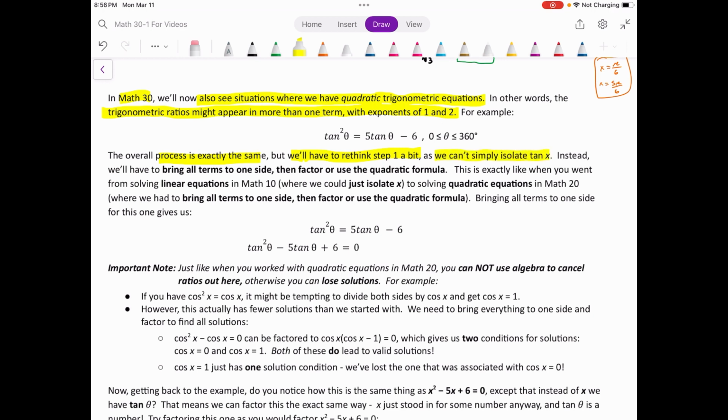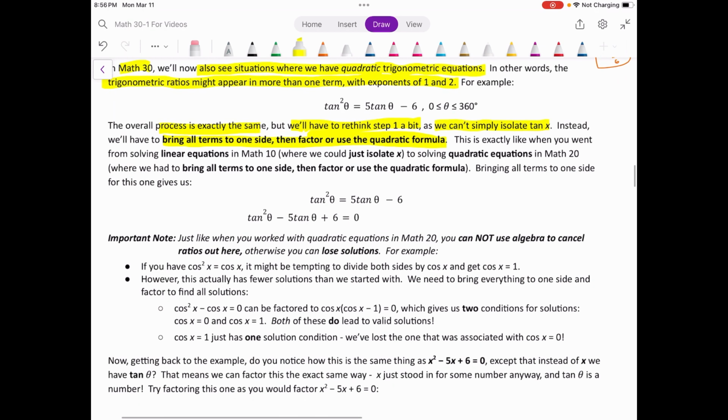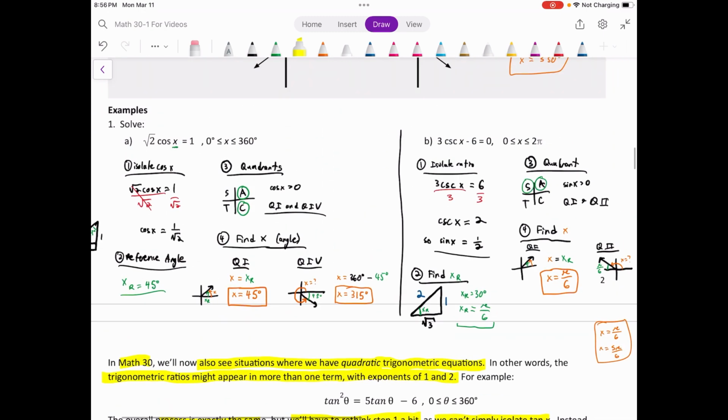Instead, does this sound familiar? We're going to have to bring all terms to one side and then factor or use the quadratic formula, right? That's exactly what we always do with a quadratic equation. Nothing changes here because our quadratic equation now involves a trig ratio. It's still the same idea. It's exactly like when you went from solving linear equations in Math 10, where you could just isolate x, right? Like these, where we could just isolate cos x or isolate cosecant x.